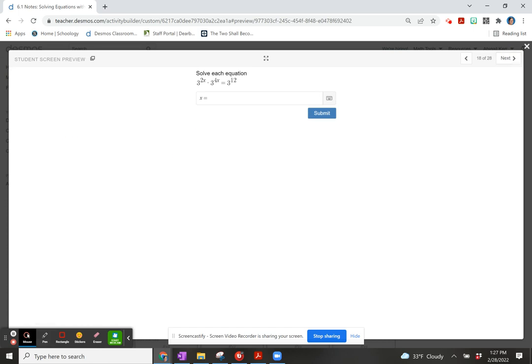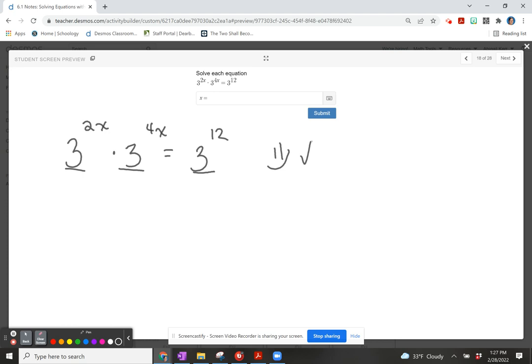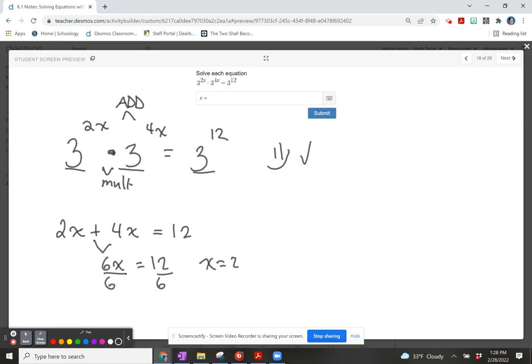All right, so the same rule applies here. This one's actually even easier because we don't have any fractions. Our bases are the same, so we can move on. Notice that I'm multiplying here, so I'm going to have to add up here in the exponents. So 2x plus 4x equals 12. Now this is just going to be a two-step equation. We're going to do 6x equals 12, and then x equals 2.